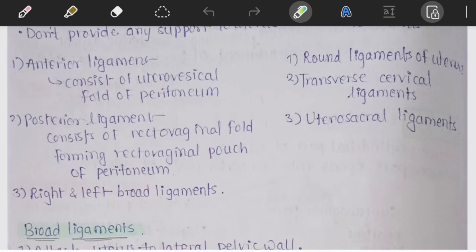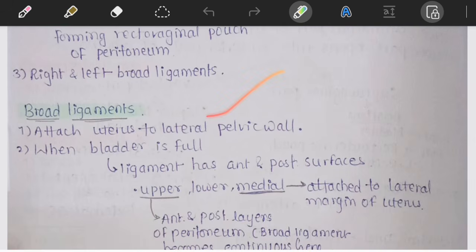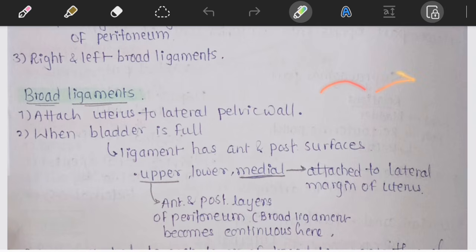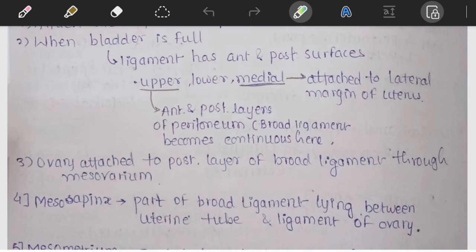And here is one broad ligament. First, the broad ligament is essentially a double fold of peritoneum extending from the uterus towards the lateral pelvic wall. It has anterior and posterior surfaces. Its medial uterine attachment is along the lateral margin of the uterus, and structures related to it are the uterine tube, ovary, round ligament, nerves, lymphatics, and connective tissues.